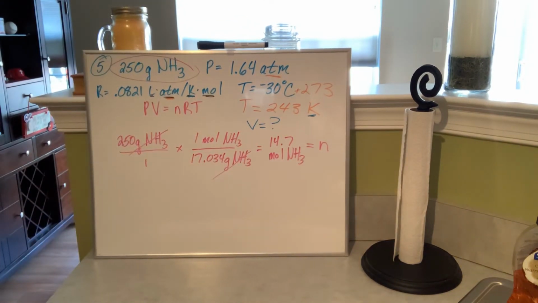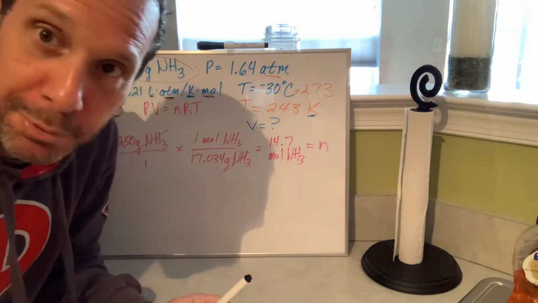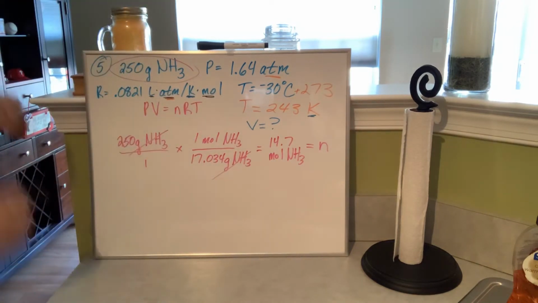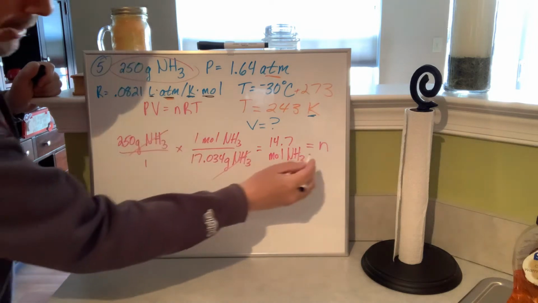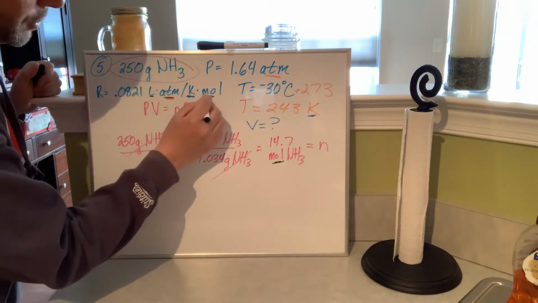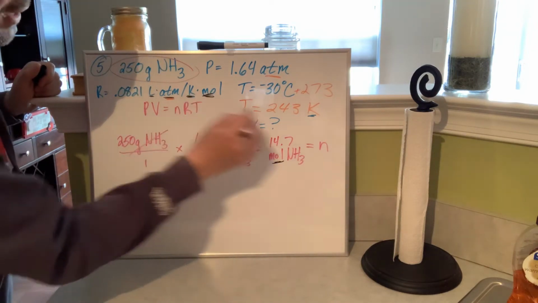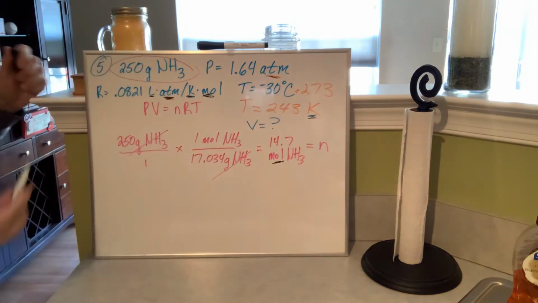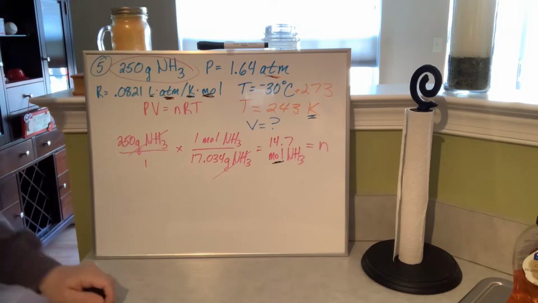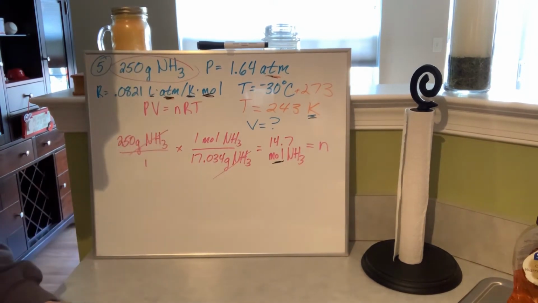Okay, now we have everything that we need to plug into the equation and finish this particular problem. All right, so we have the P, we have the N, right? We've got moles matching moles, Kelvins matching Kelvins, ATMs matching ATMs, which means our volume is going to come out in the unit liters because that's the only thing left.